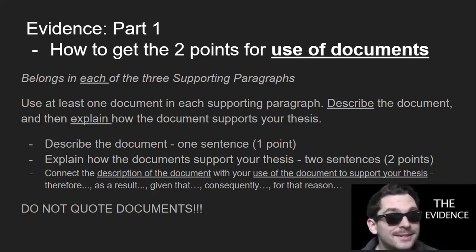So you're going back to that political change question. You're being very explicit about saying how this document supports it. So you do, again, one sentence describing the document, then 1 to 2 sentences telling how that document supports your thesis. And in between those sentences, you should use a word that connects the two: therefore, as a result, given that, consequently, or for that reason. Because you're basically saying, here's the document, and as a result, this supports my overall thesis.